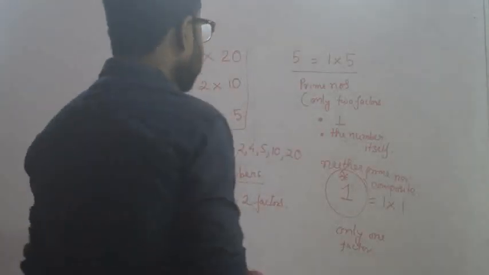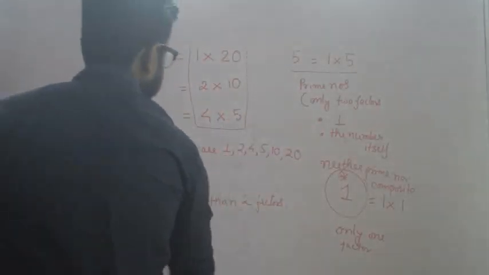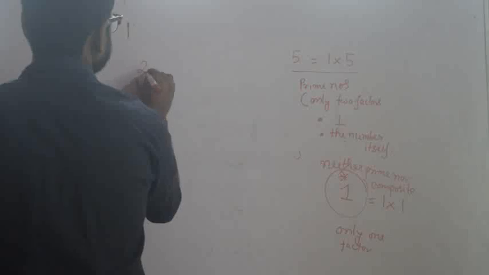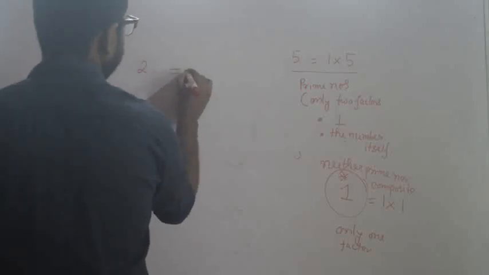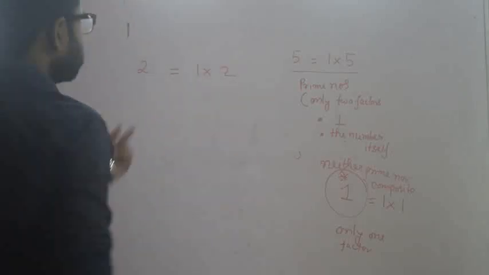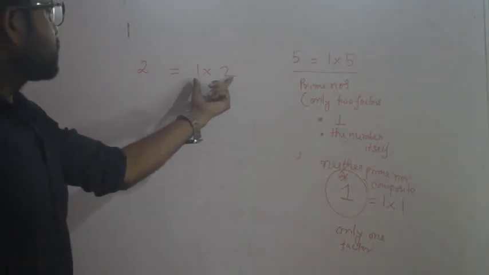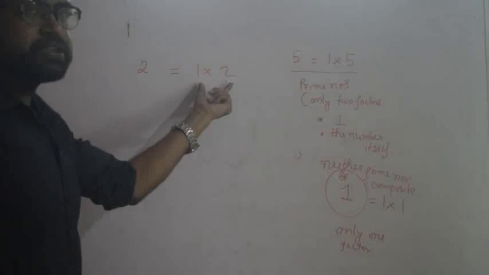Now let us take more examples. Suppose the number 2. 2 can be written as 1 into 2. So that means 2 also has only two factors. So that means this is also termed as prime.